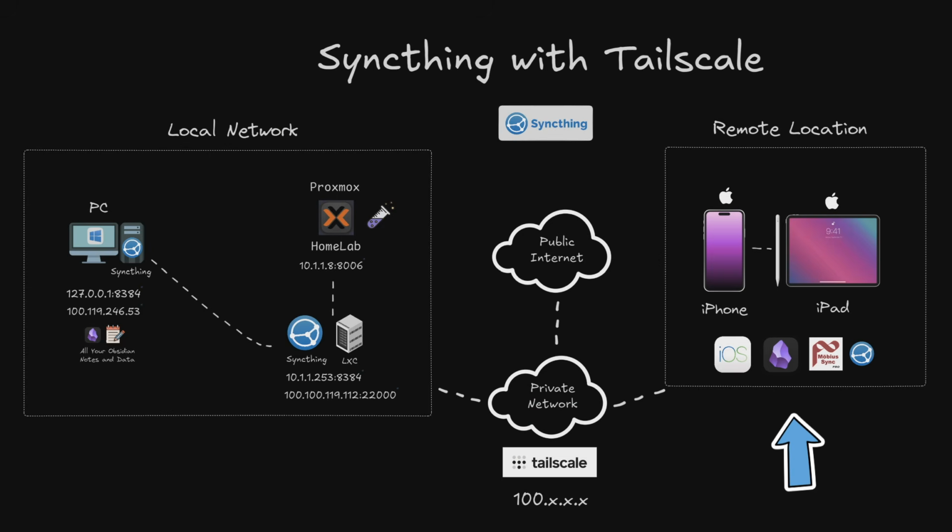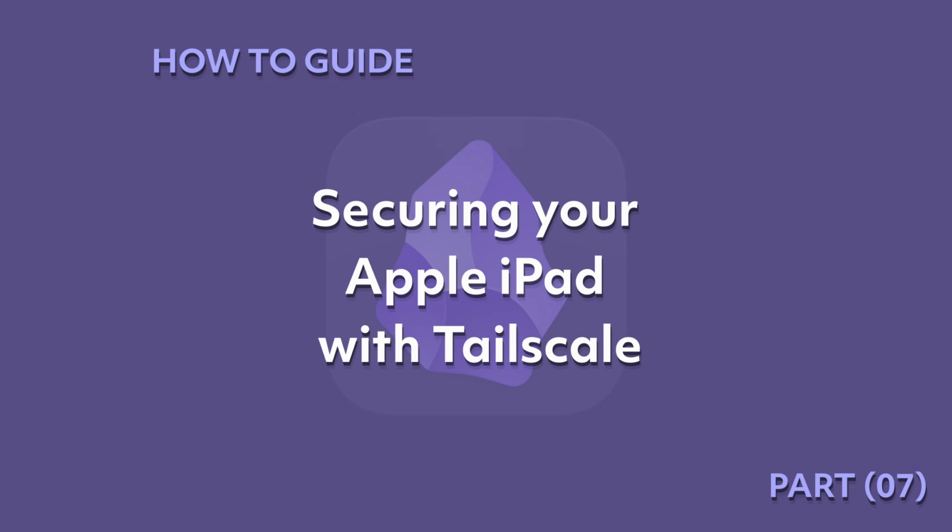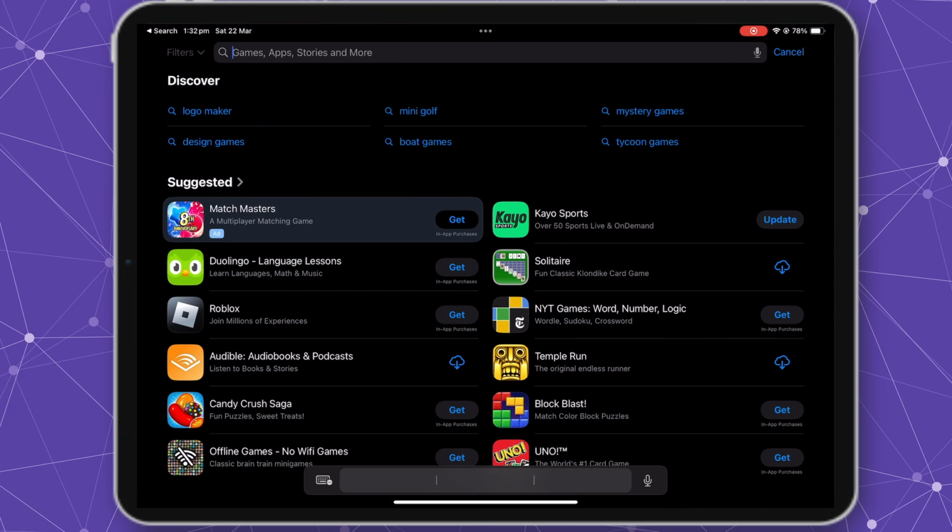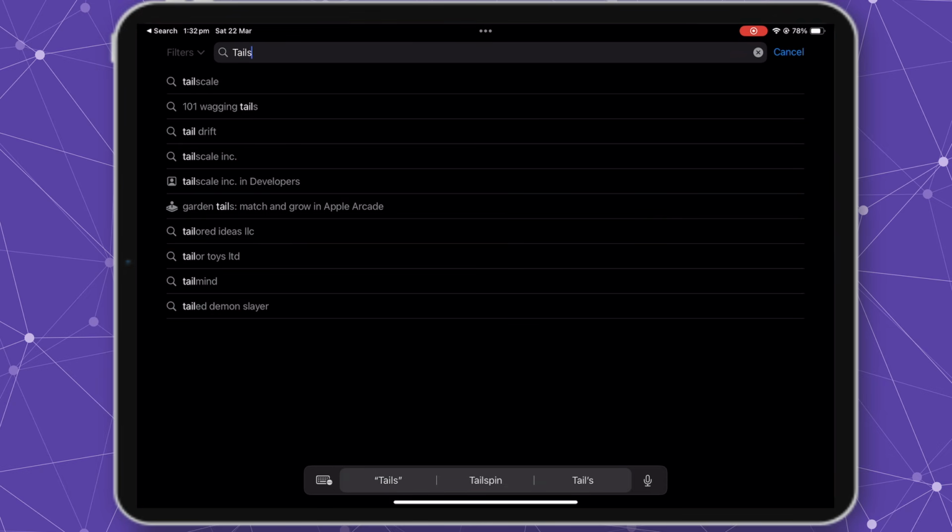So the next step is going to be to add my iPhone and iPad to my Tailnet. So I need to download Tailscale on my iPhone as well as my iPad and connect those to my Tailnet. So let's go do that now. Securing your Apple iPad with Tailscale. We'll now connect our iPad to our Tailnet. So we need to go download Tailscale on our iPad.